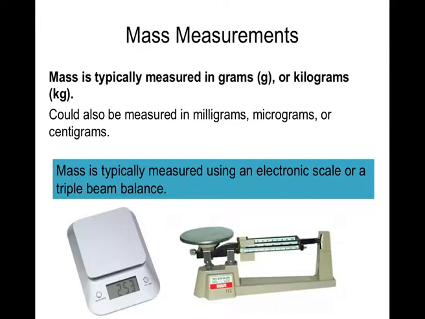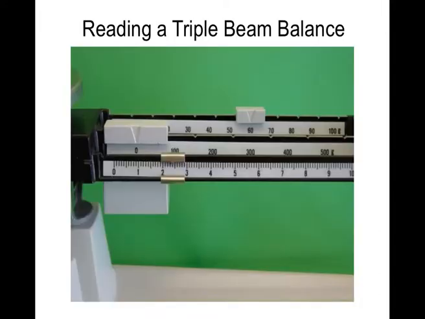You should recognize these two tools. We've talked about those before. You have an electronic scale and a triple beam balance. When we're reading that triple beam balance, we have to read all three of those and add that up. Look at where the little arrows are pointed, and that's how we're going to read this.